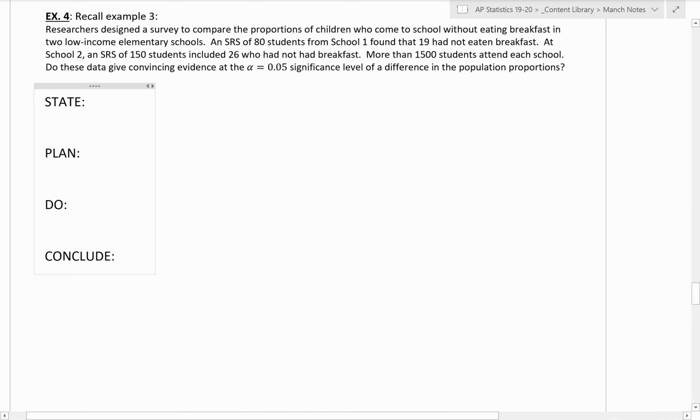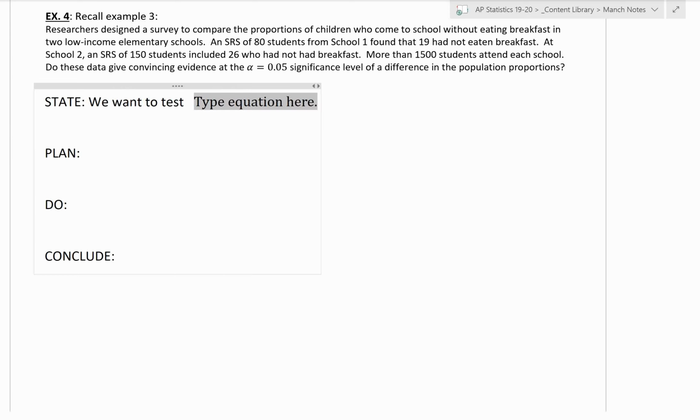So, "do they provide convincing evidence" is a key trigger that tells us we want to do a significance test. So what do we want to test? We want to test H sub 0.